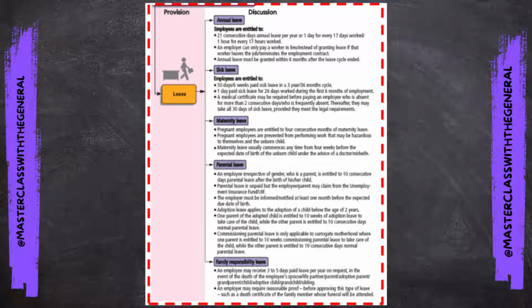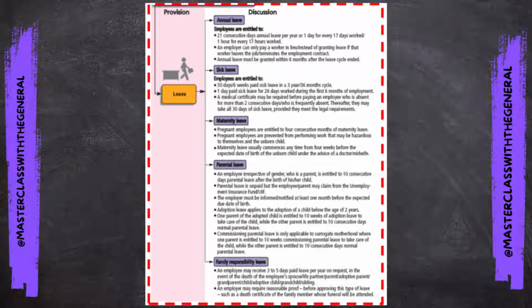Commissioning parental leave is only applicable to surrogate motherhood, where one parent is entitled to 10 weeks parental leave to take care of the child, while the other parent is entitled to 10 consecutive days normal parental leave. Then the last one we'll talk about today is family responsibility leave.